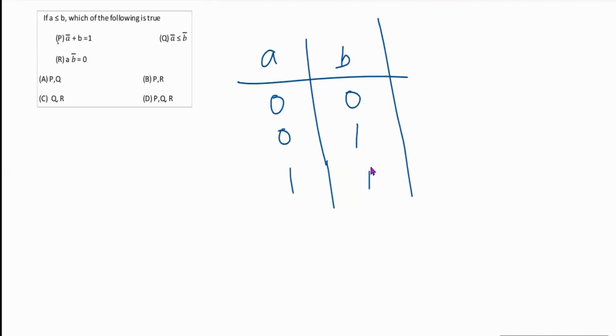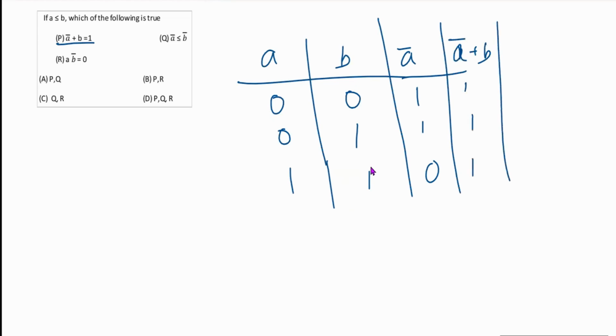So for my first option P, I need to find out whether it is true or not. I need to evaluate A bar, which is 1 1 0. Then A bar plus B. If I calculate A bar plus B, I will get 1 here because 1 plus 0 is 1, 1 plus 1 is 1, 1 plus 0 is 1. So in all places I am getting 1, which means this is the correct one.